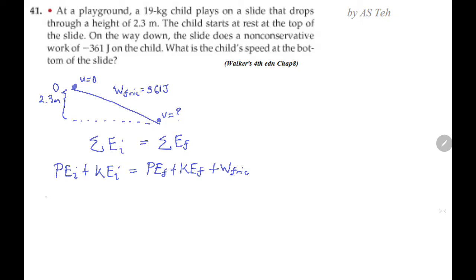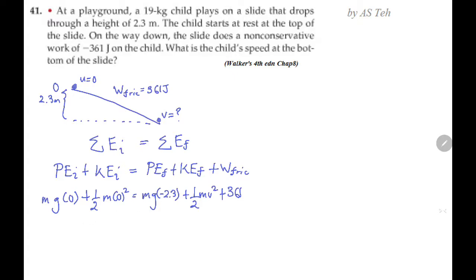Okay, let's write out the whole equation. So mg0, because we have set the origin at the top, plus half m0 squared equals mg times negative 2.3 because it's below the origin, plus half mv squared plus 361, which is the energy lost to friction.